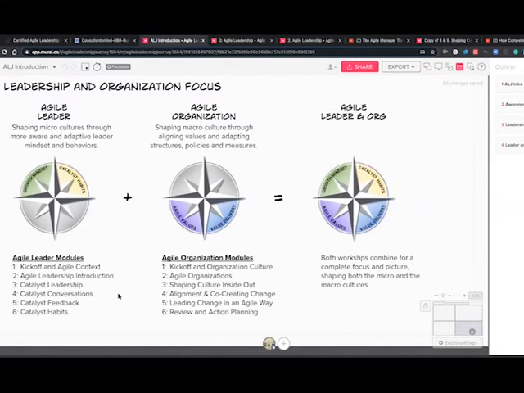Day 2 is about the Agile organization. So how do you lead change, and what does that look like to move your organization from where they are currently to the kind of organization they would like to be? So let me move into those quickly as a review.